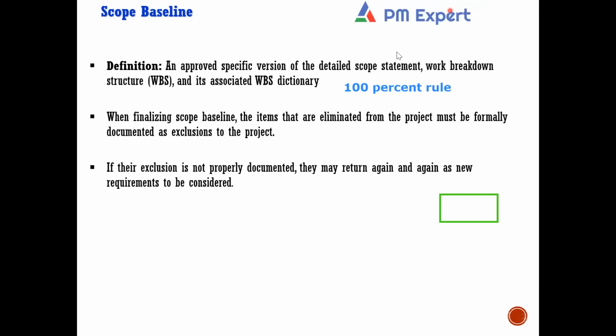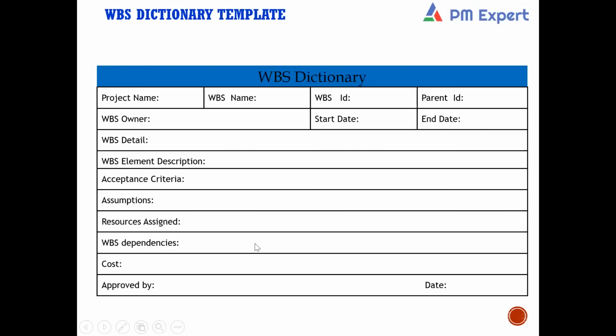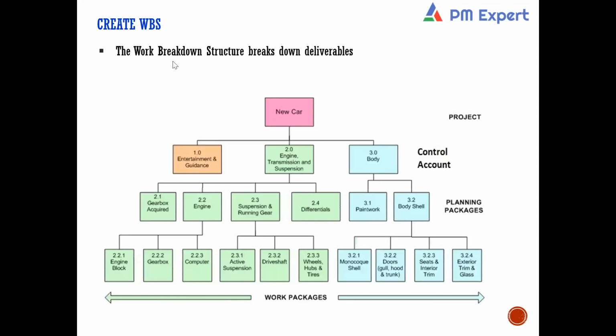Sir, can you repeat? See, for the top level company, can I say scope baseline includes detailed scope statement, work breakdown structure, and its associated dictionary? Yes or no? Yes. Perfect, Ishwani. So, Aryan, do you agree with this or not? Akansha, Gyanesh, Mohit, are you okay with this? Yes. So, this is a scope baseline.